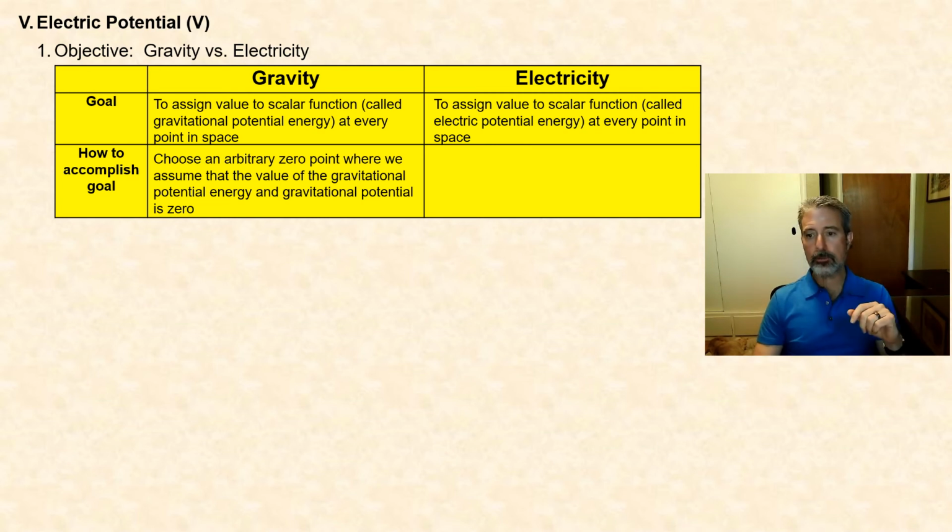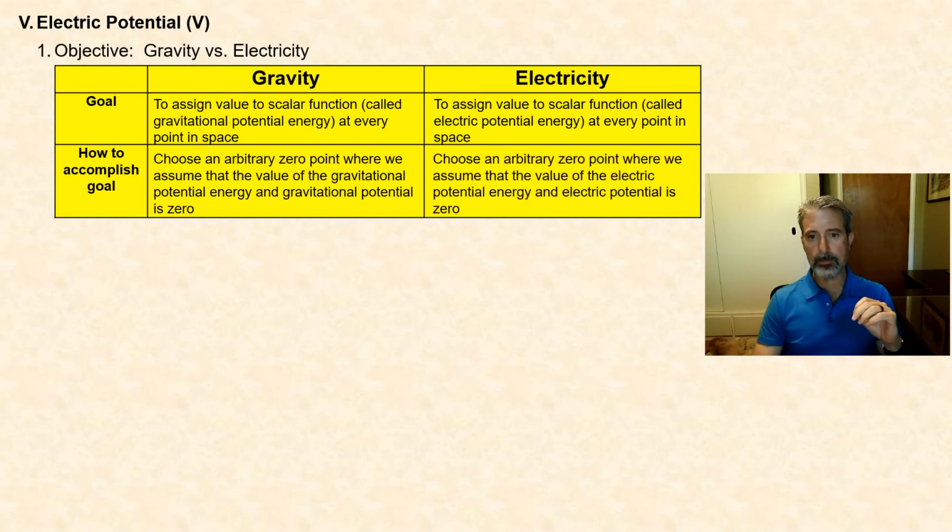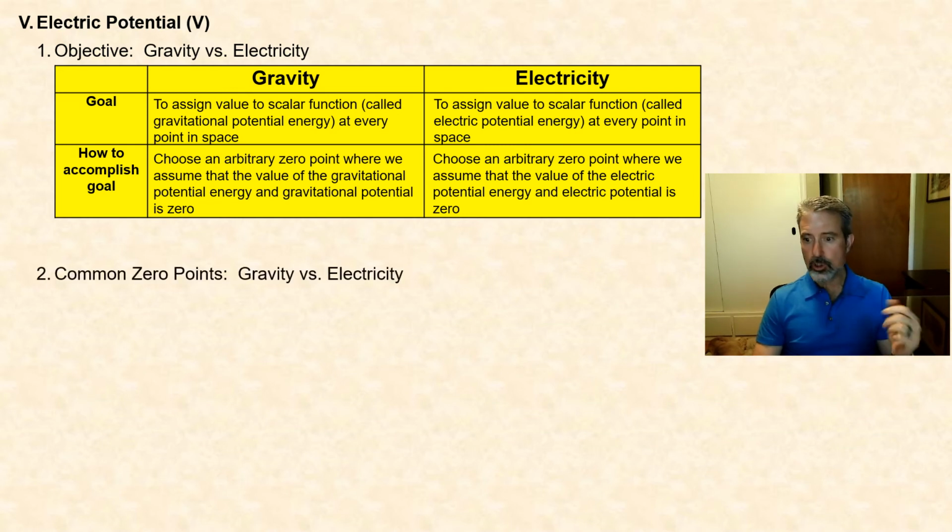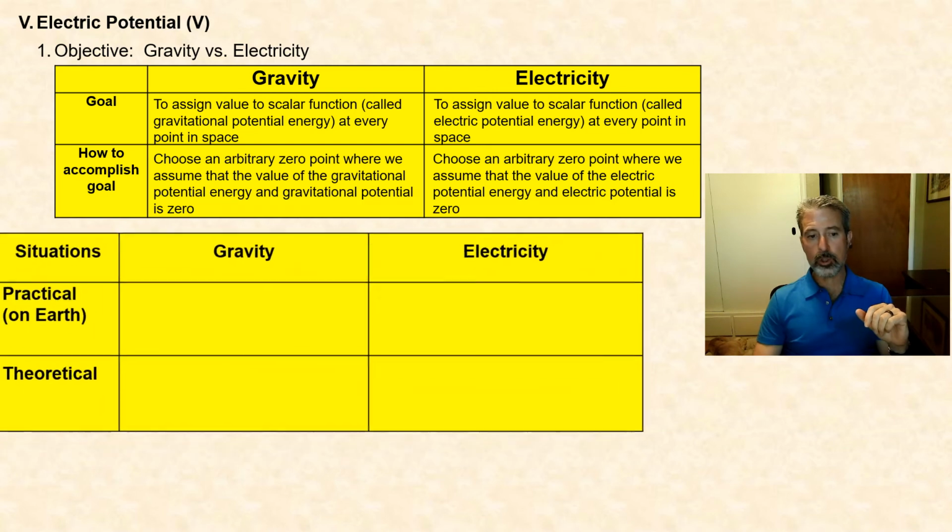So we're going to do something very similar here in the case of electricity. We need to choose an arbitrary 0 point where we assume that the value of the electric potential energy and electric potential is 0 at that point. As we saw in the case of gravity, the choice of this 0 point is purely arbitrary, and we ended up choosing really two very common 0 points depending on the type of problem we were solving.